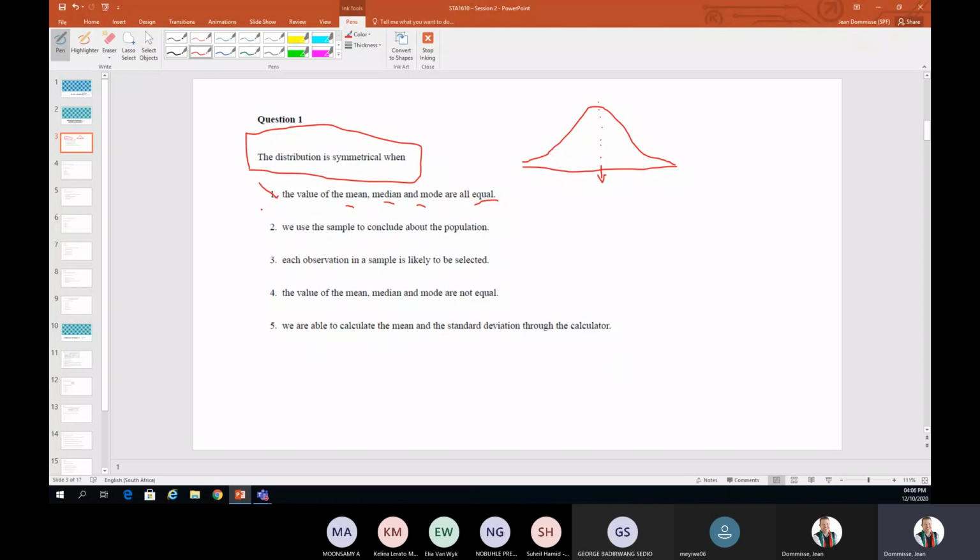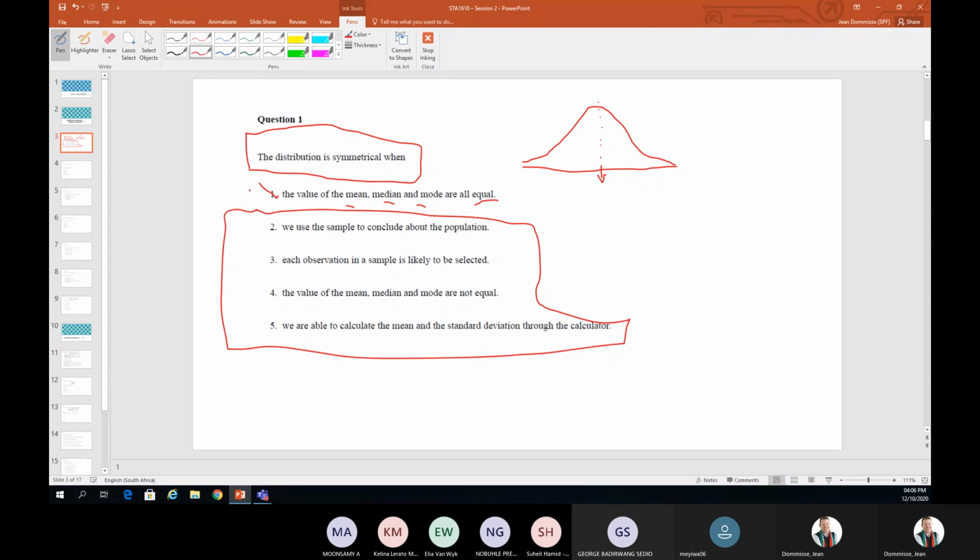Okay, let's just look at the other four options and why they are excluded. We use the sample to conclude about the population. No, that doesn't mean it's going to be symmetrical. It can be any other distribution as well. Each observation in a sample is likely to be selected. That still doesn't tell me it's symmetrical because we don't know how those observations are distributed.